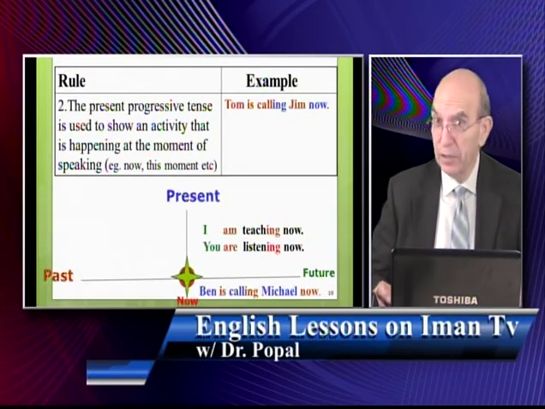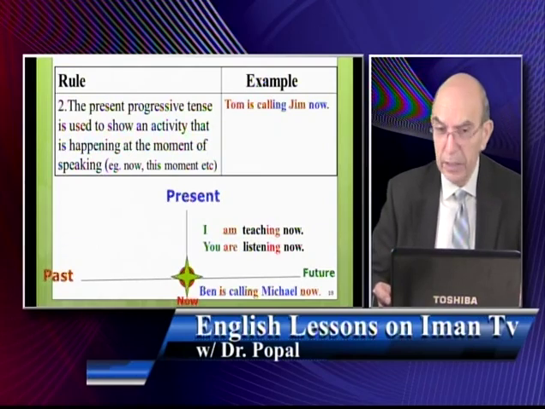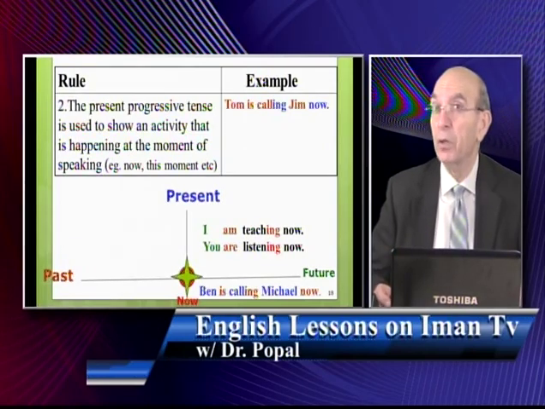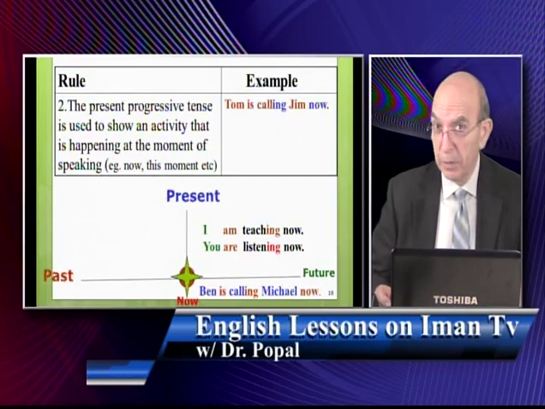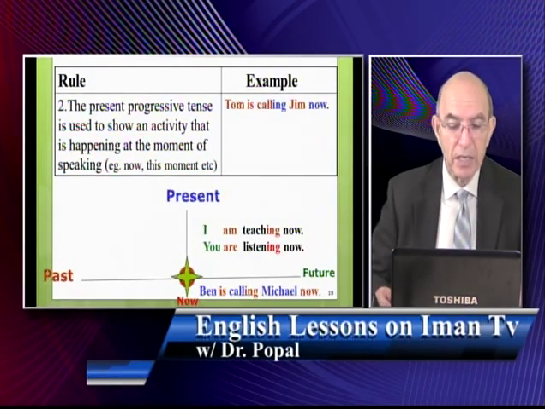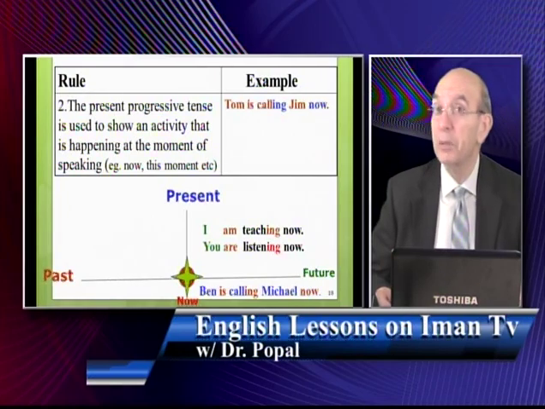Present progressive tense is different in form from simple present. The present progressive tense is used to show an activity that's happening at the moment of speaking.